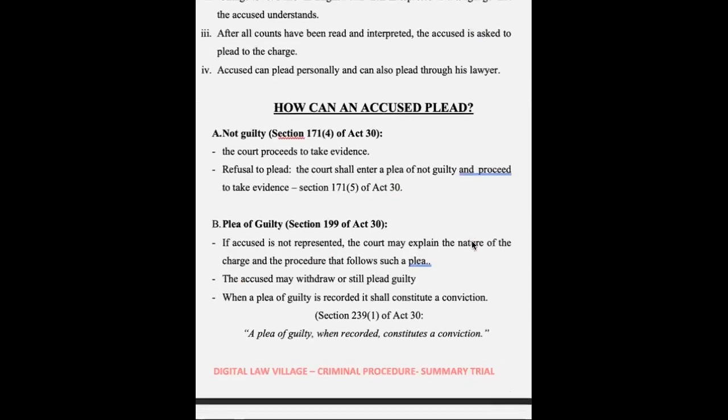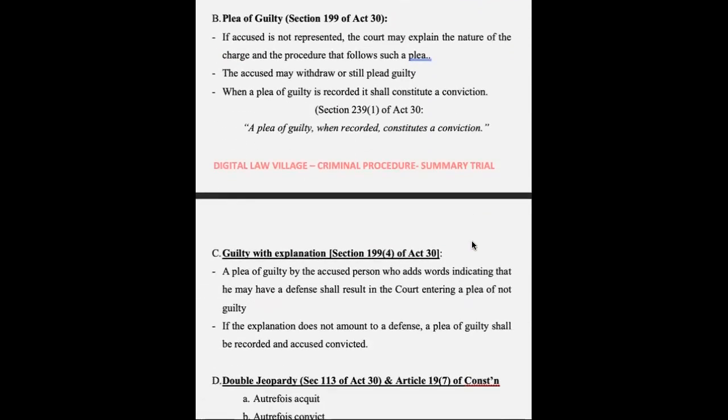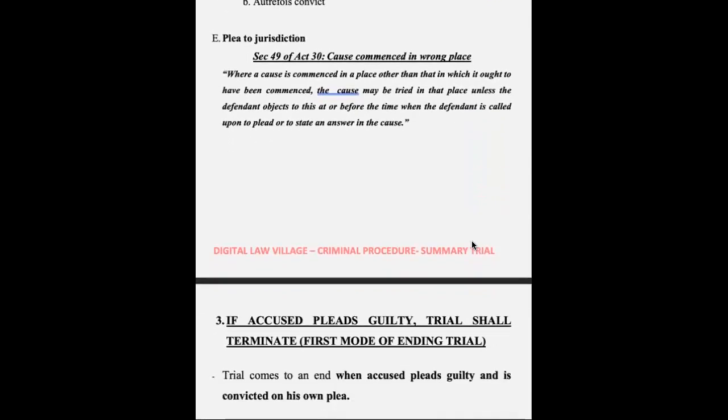So 5 options so far. 1, not guilty. 2, guilty. 3, guilty with explanation. 4, double jeopardy. 5, plea as to jurisdiction. So let us proceed and deal with what will happen if the accused person pleads guilty.